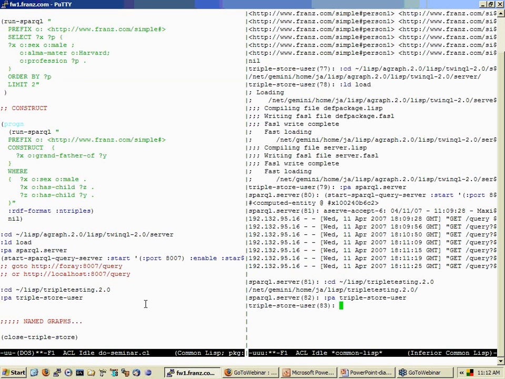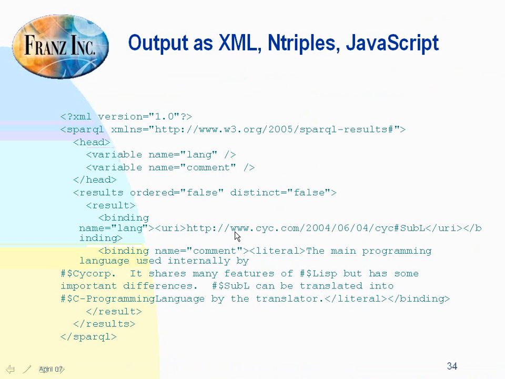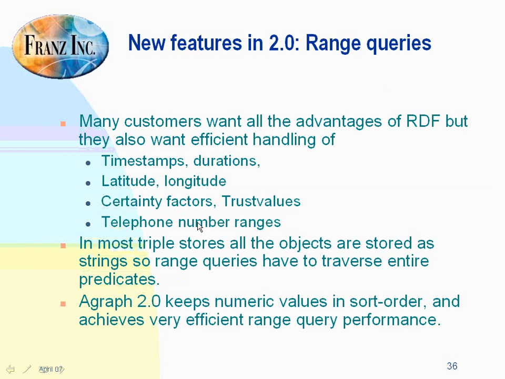Let's get back to the PowerPoint. So then there are some new features that we have that are completely new for triple stores, or we're one of the first to implement them. One is range queries. I don't know yet of any other triple store that has them. And then named graph support, which right now is in a number of other products, and this HTTP interface.